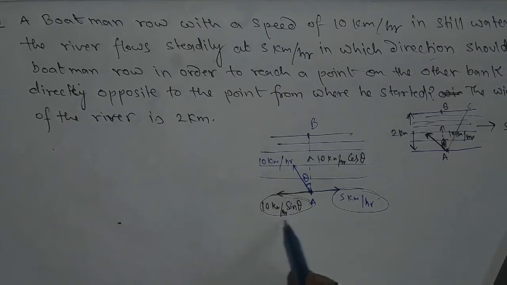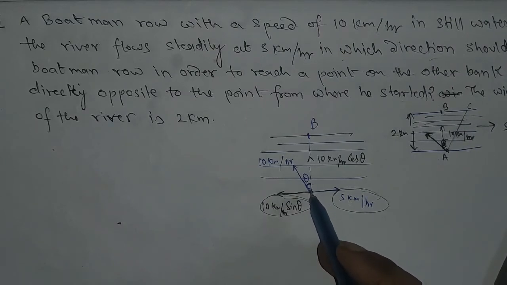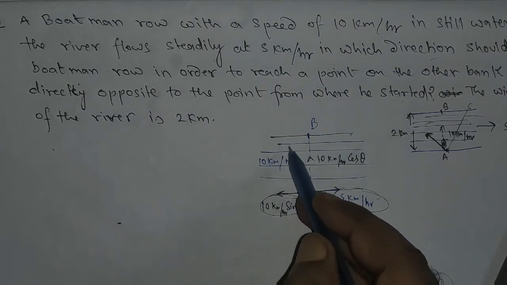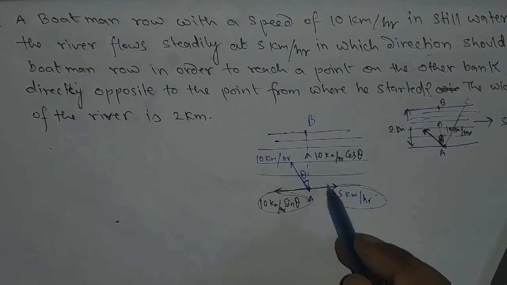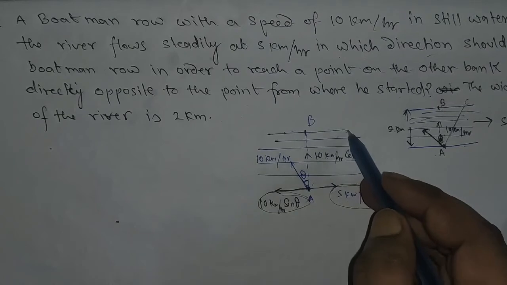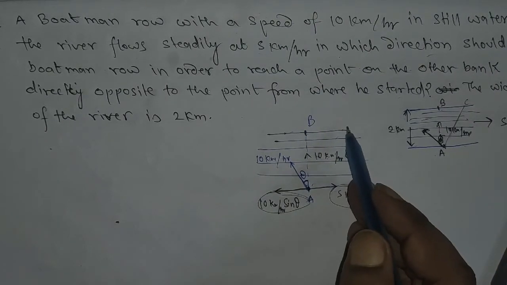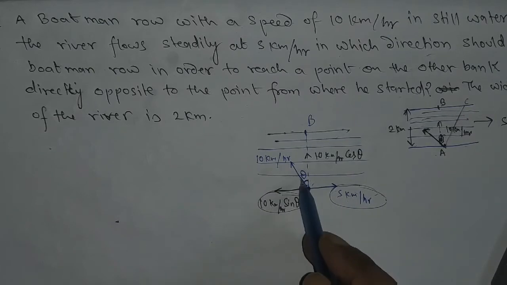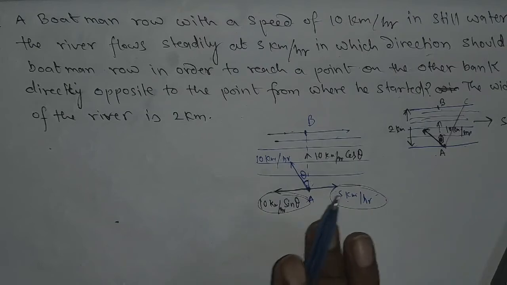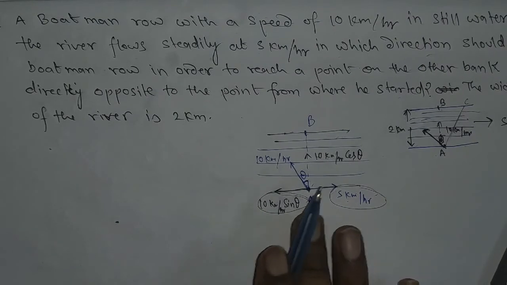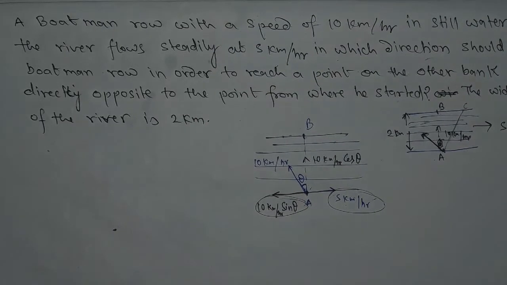Suppose this is more than 5 km per hour, then the boatman will row his boat towards this direction and will reach somewhere here. If this velocity is greater, then he will reach somewhere here, towards the left side of B. If this is greater, then he will reach towards the right side of B. In order to reach point B exactly opposite to point A, the horizontal components should cancel each other. This is the primary condition.